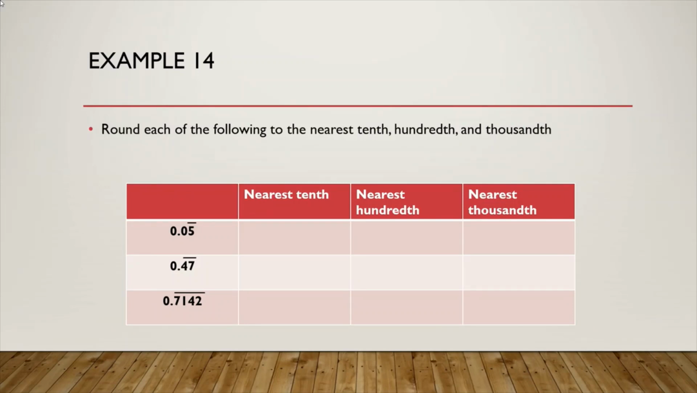So how do you round repeating decimals? You can extend it. So 0.05, if I round to the nearest tenth, I just need the hundredths place. And that would indicate rounding up. So it would round up to 1/10.